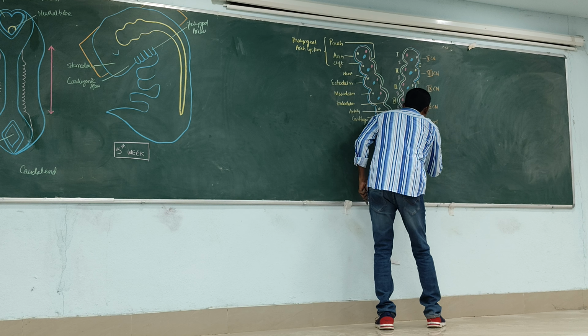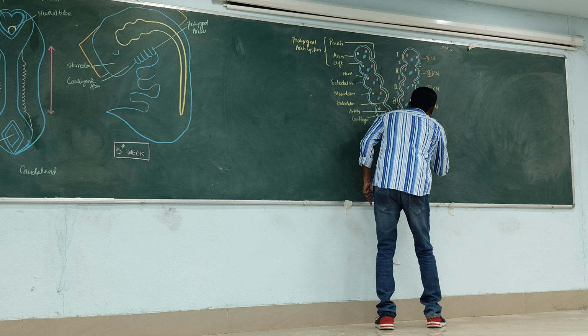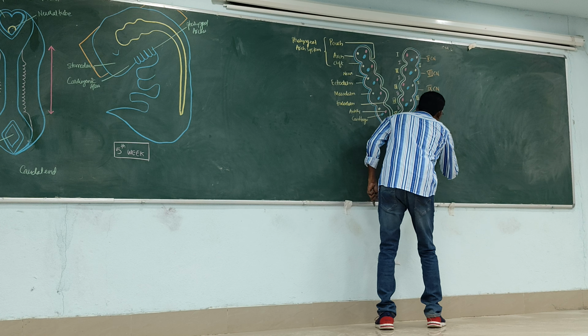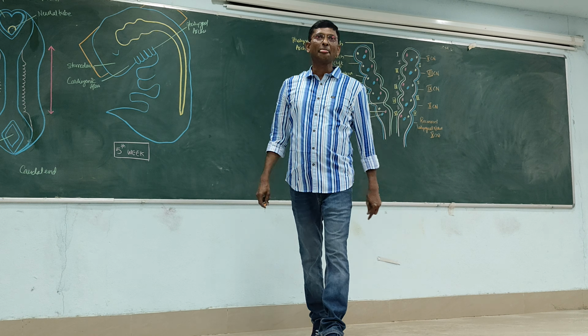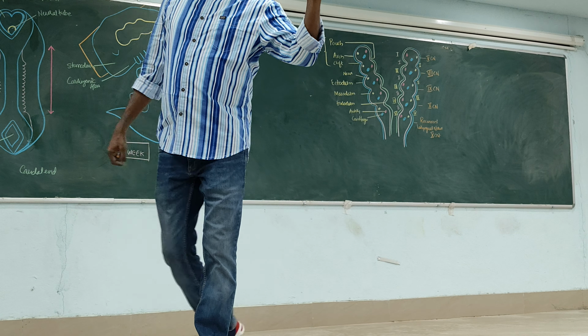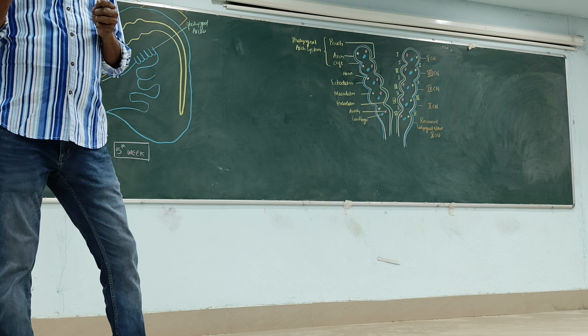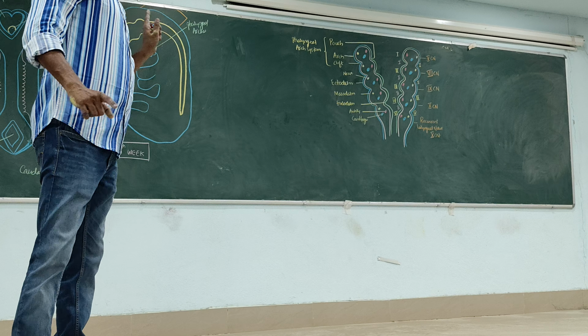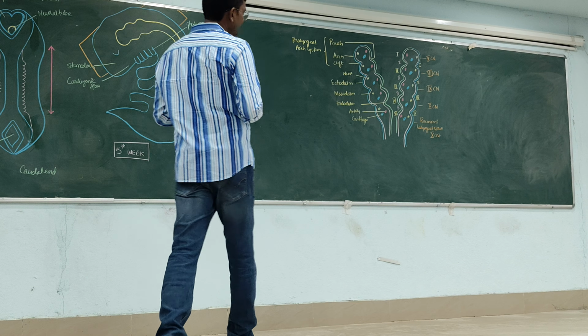What is that? Recurrent laryngeal nerve, which is nothing but a branch of the vagus nerve, that is the 10th cranial nerve. So in this way, each arch has developed its own nerve. Each arch has developed its own nerve like this, right?